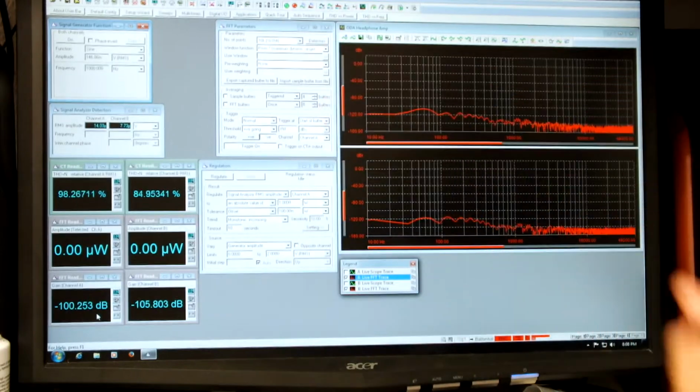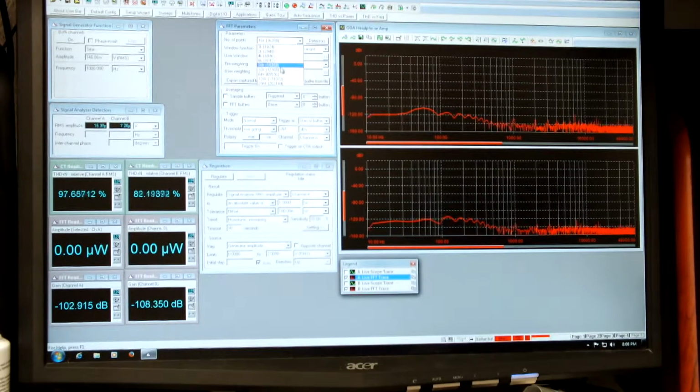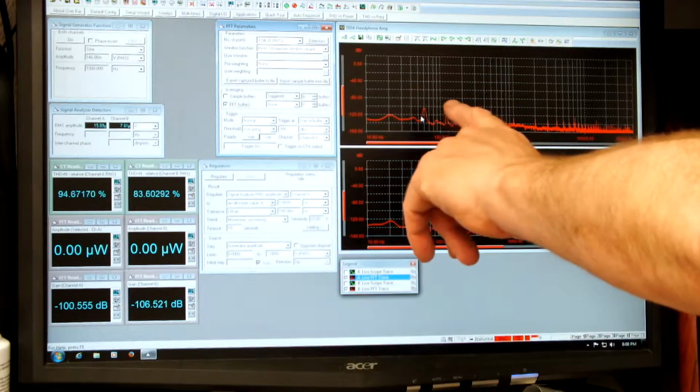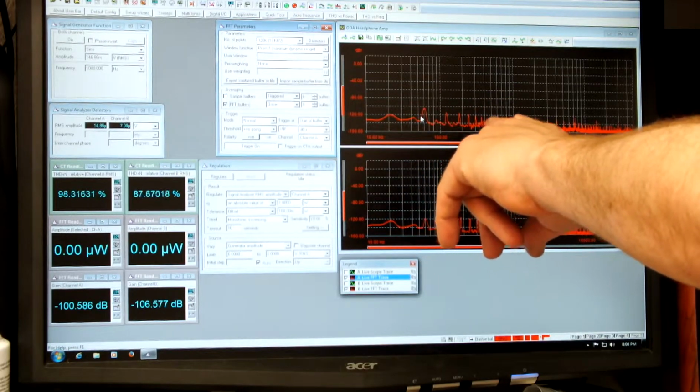I'm running 16,000 FFT points with no averaging. If we buffer this and average it out with a high number of points, this will take a minute. It will actually look much lower, because it will remove all the average signal, which is actually noise, but it will show spikes, which you can start to see forming right here, and these are power supply noise. So there's 60 hertz, 120 hertz, 180 hertz, 240 hertz, and so on.